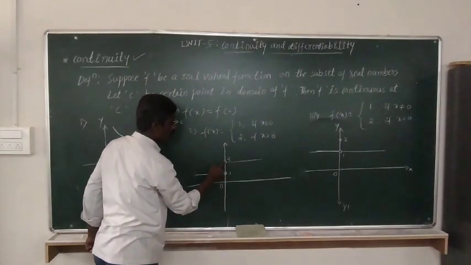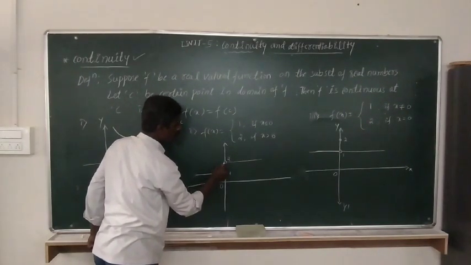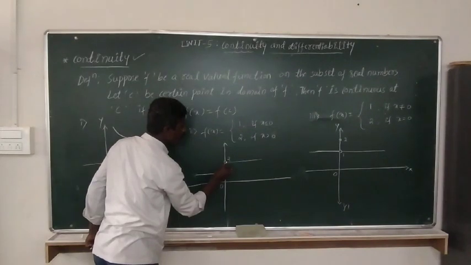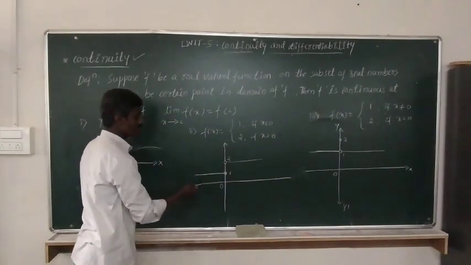But here 2 is not excluded. The 2 is excluded here, not included. Hence we have to draw a loop or hole here. So such a graph is called a discontinuous graph.